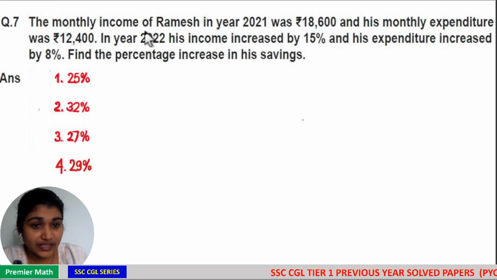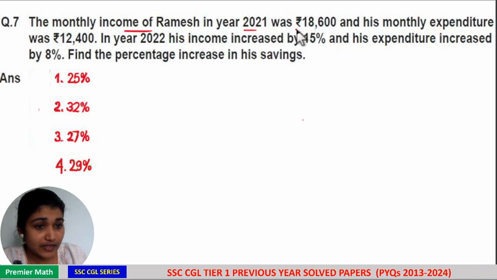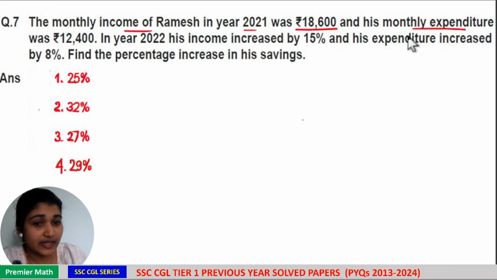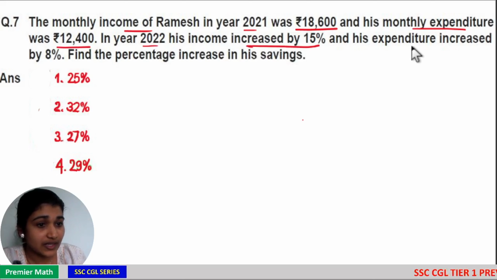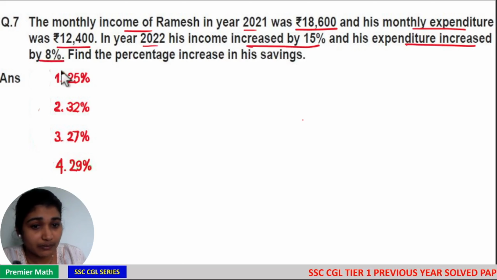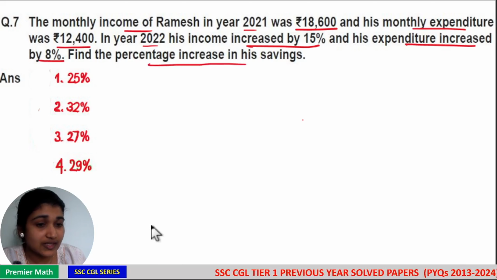The monthly income of Ramesh in the year 2021 was 18,600 and his monthly expenditure was 12,400. In the year 2022, his income increased by 15% and his expenditure increased by 8%. Find the percentage increase in his savings.